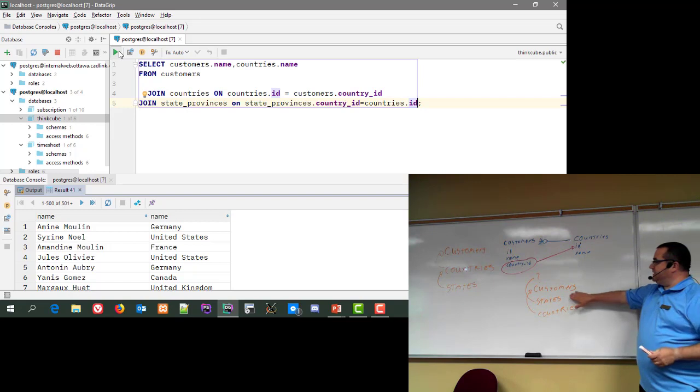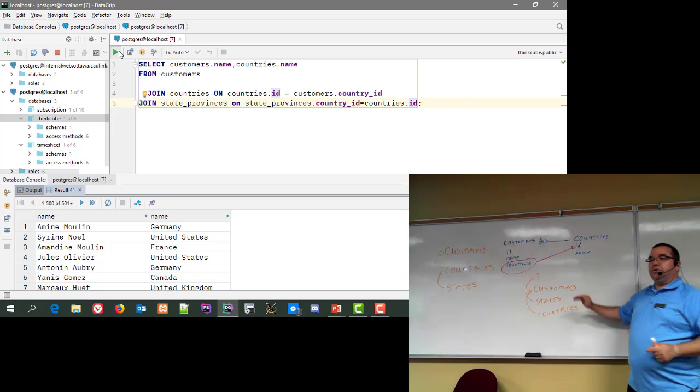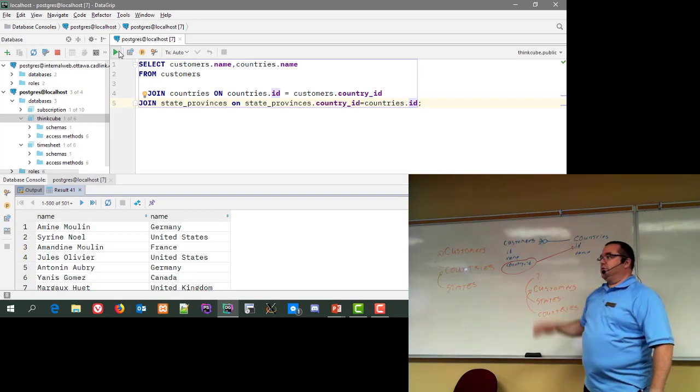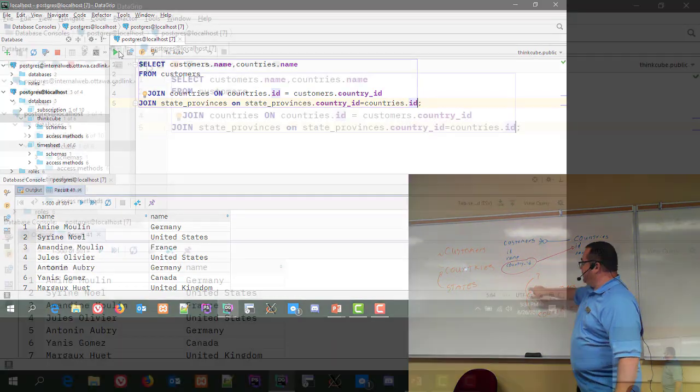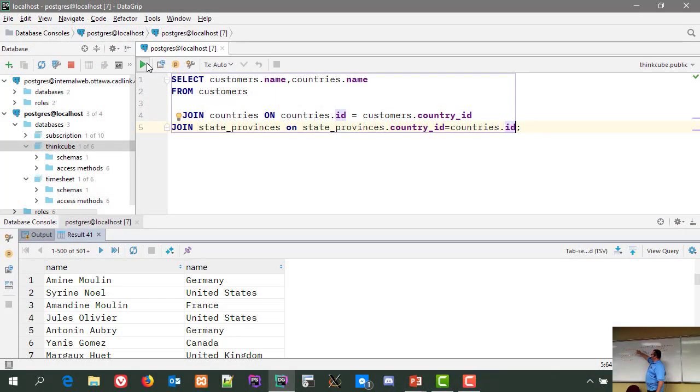Because in this case, the joins only go upwards. In other words, the bottommost one has to have something above it to connect to, on and on. So in this case, instead of going customers has countries has states, we went customers has countries, states is connected to what? Because it doesn't know about countries yet, because it's been included in the list first.